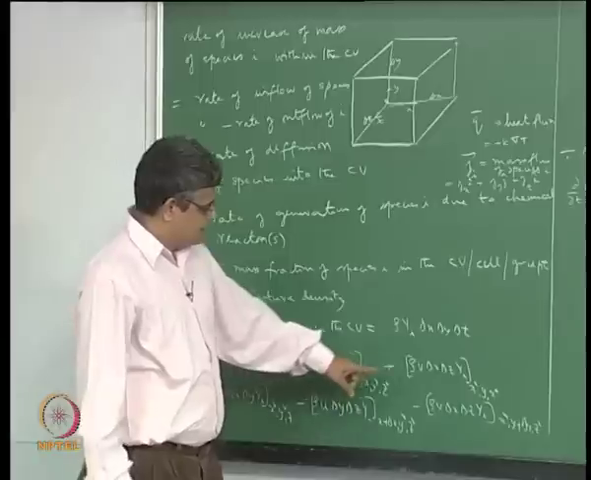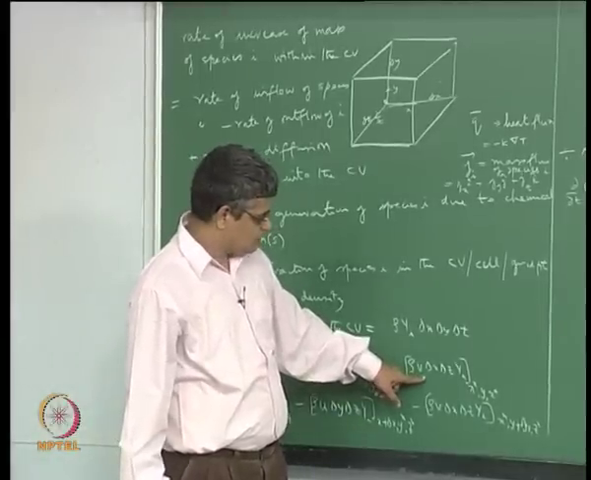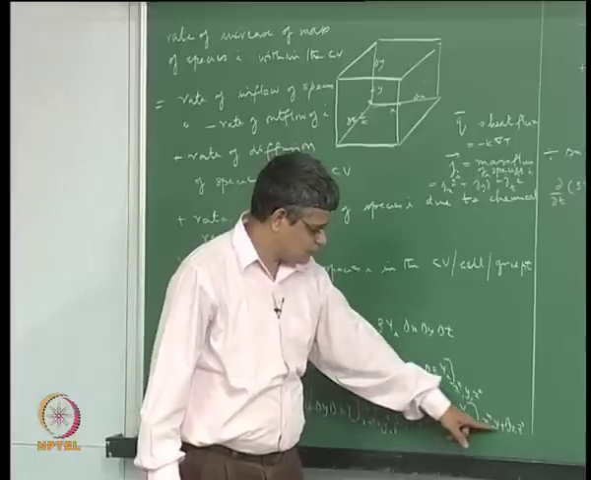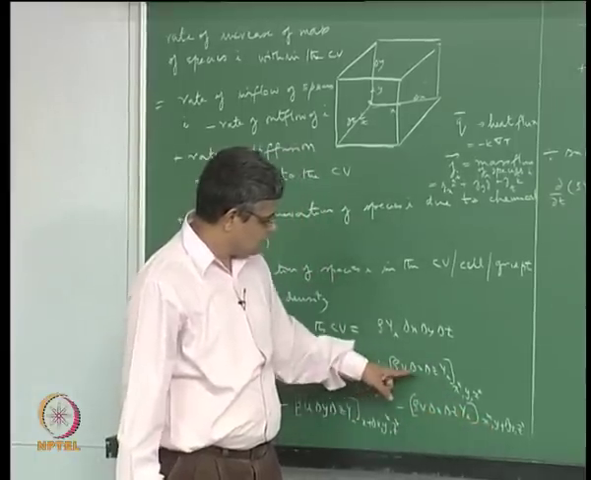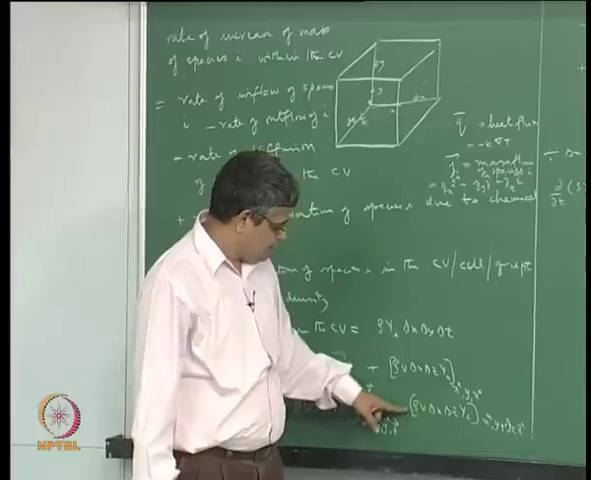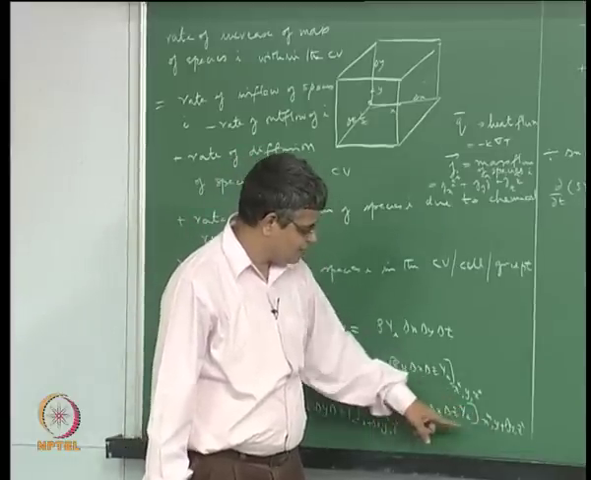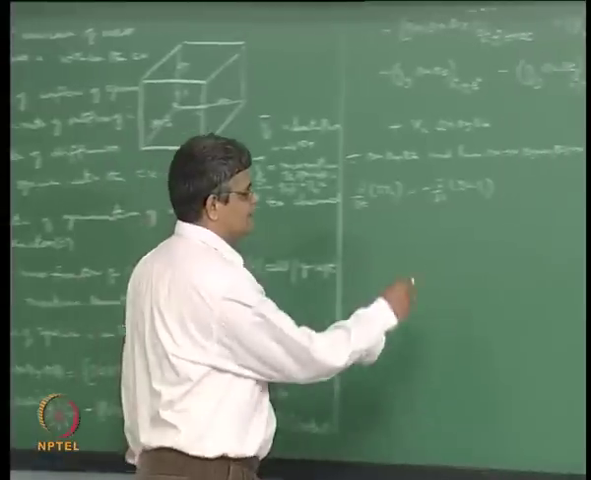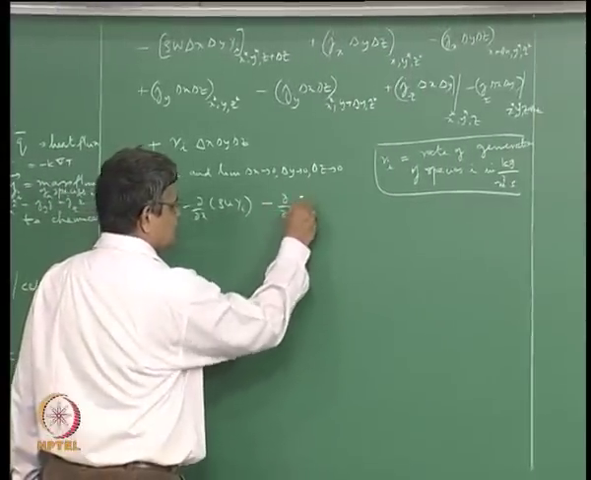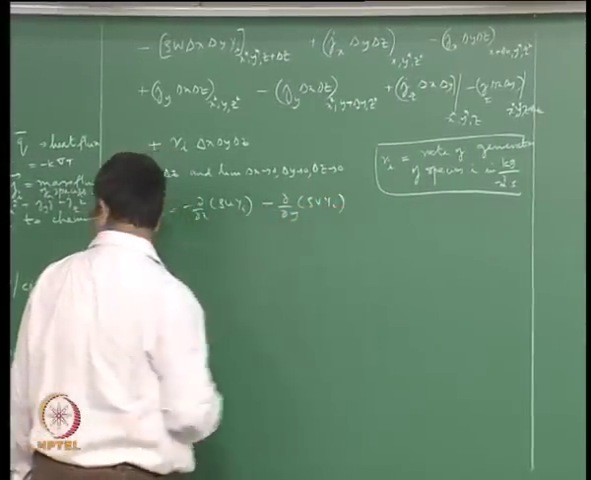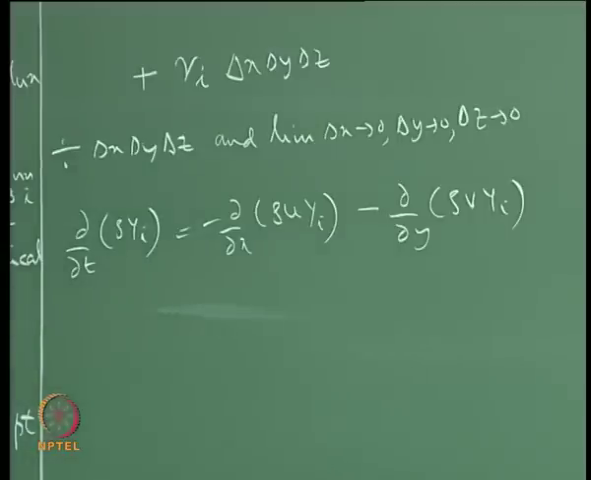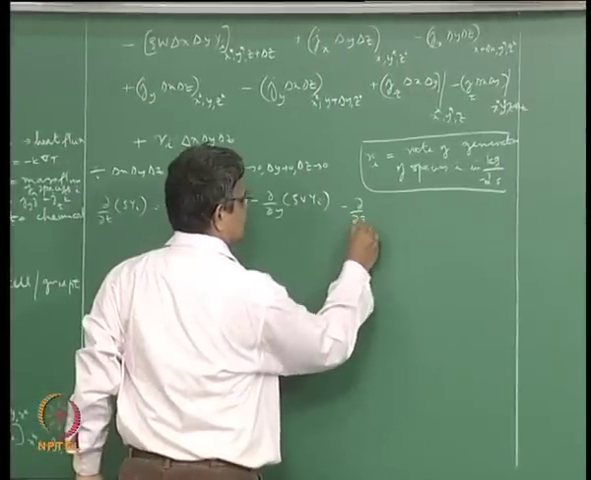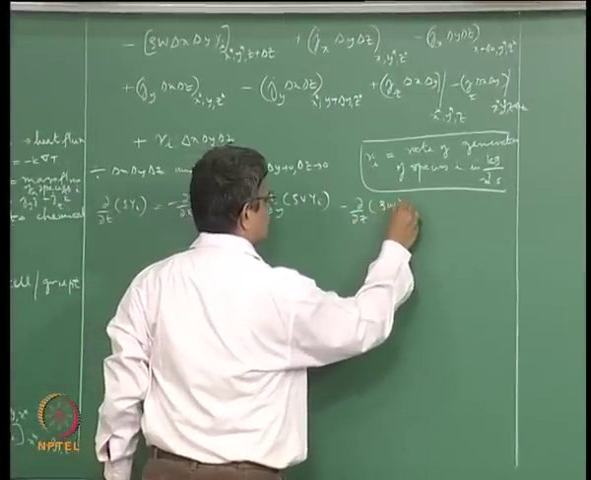Similarly, if we take the flux coming through the bottom face at y and the flux leaving through the top face, these two will give us rho v y I at y minus rho v y I at y plus delta y divided by delta y in the limit as delta y tending to 0, which gives us minus dou by dou y of rho v y I. And the flux leaving through the z faces will give us minus dou by dou z of rho w y I.